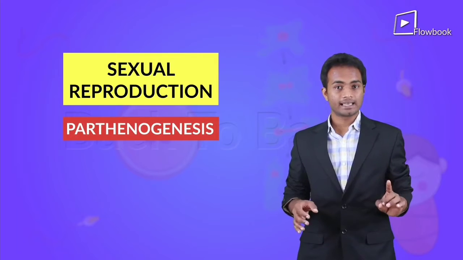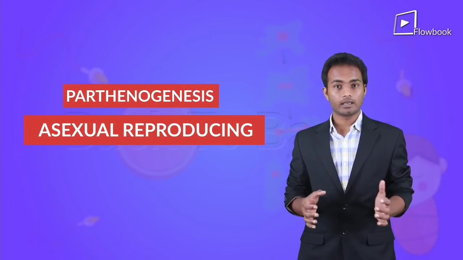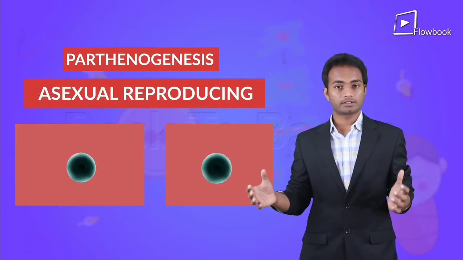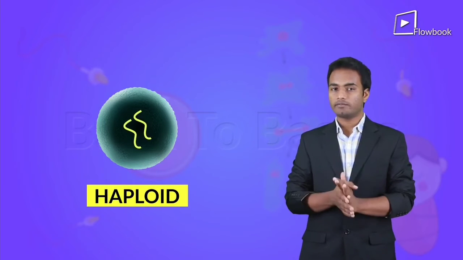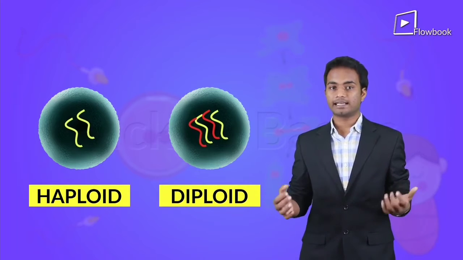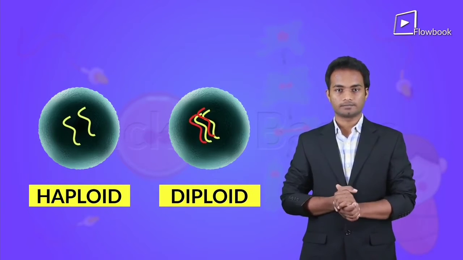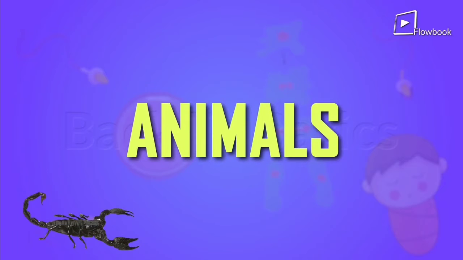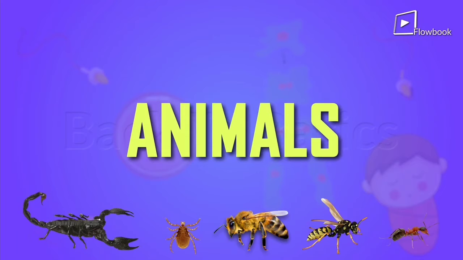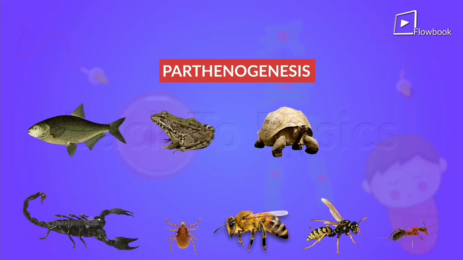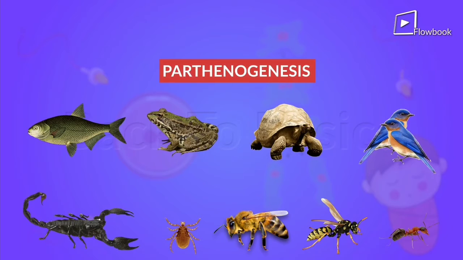Now, parthenogenesis is a way of asexually reproducing where the female gamete becomes an individual without being fertilized. And this egg can be haploid, which is it has one set of chromosomes, or even it can be diploid, which means it has a paired set of chromosomes. Even animals like some scorpions, mites, bees, wasps, and ants have no sexual chromosomes to reproduce sexually. So they reproduce using parthenogenesis. Some types of fish, amphibians, and rarely even birds are capable of doing this.